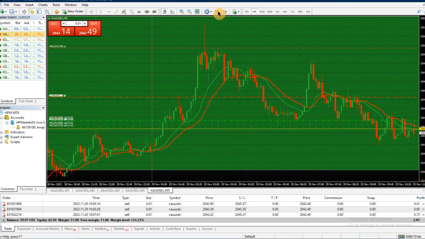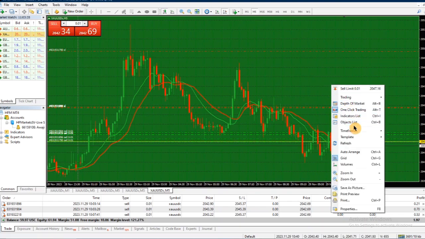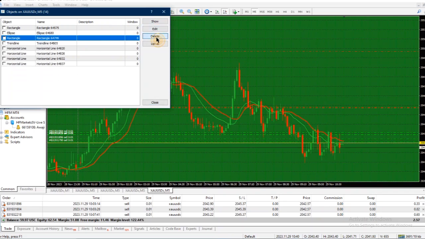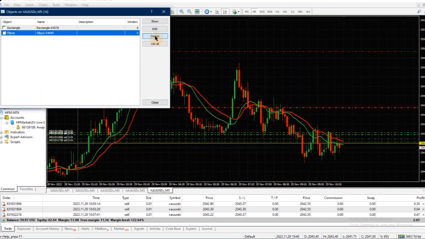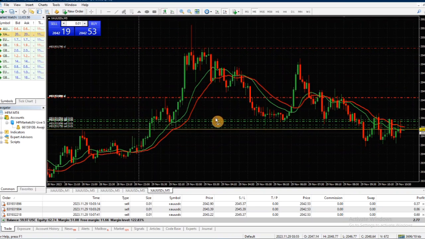Let's take a look at the big picture, the macro picture of the market. Let me take off the objects. Okay, all right. Now you can see what is happening here.